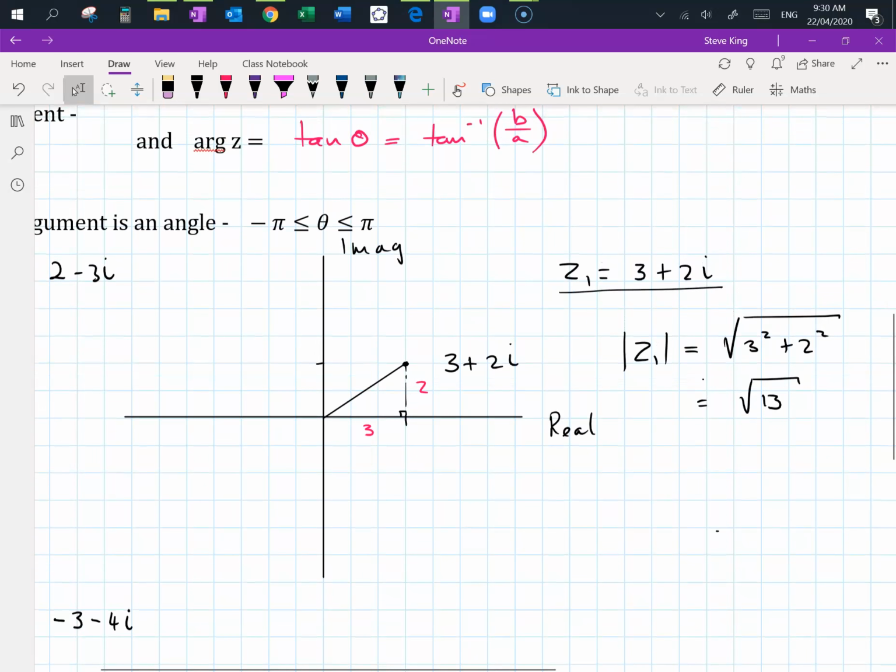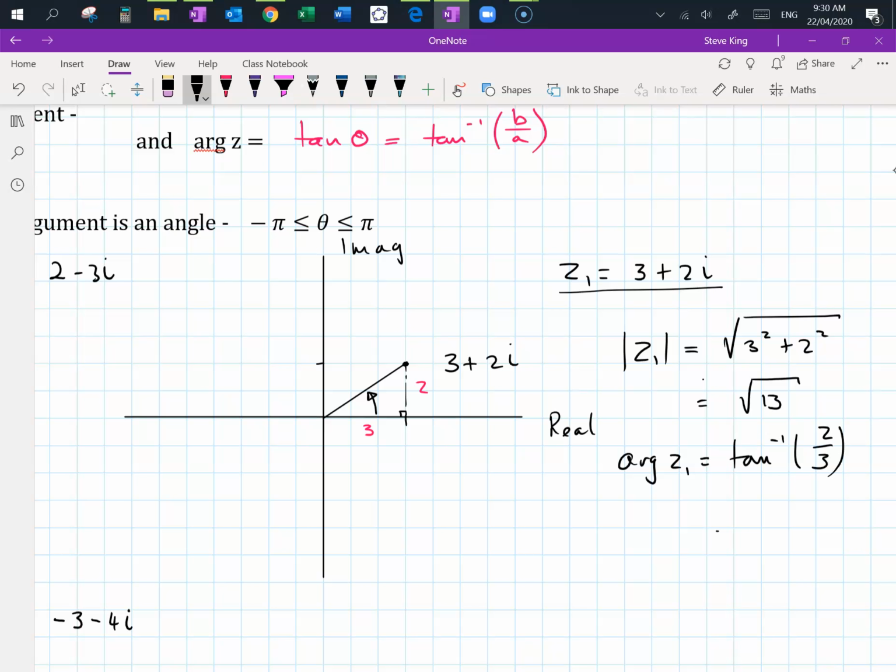And then the second part is to look for the argument of z1. And the argument of z1 is simply going to be tan to the minus 1, the angle that this thing makes with the horizontal axis, that angle over there. And I'm going to use trig for this. It's going to be tan, which is opposite over adjacent, so it's going to be 2 over 3. Tan to the minus 1 of 2 over 3.